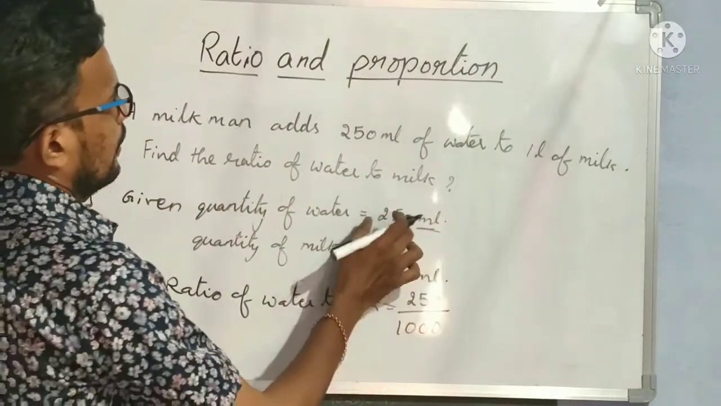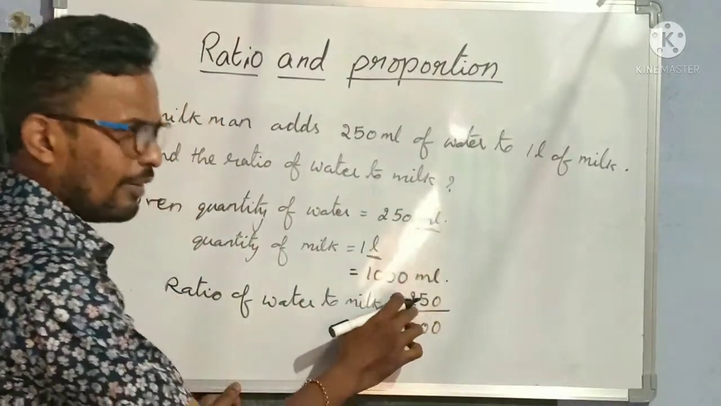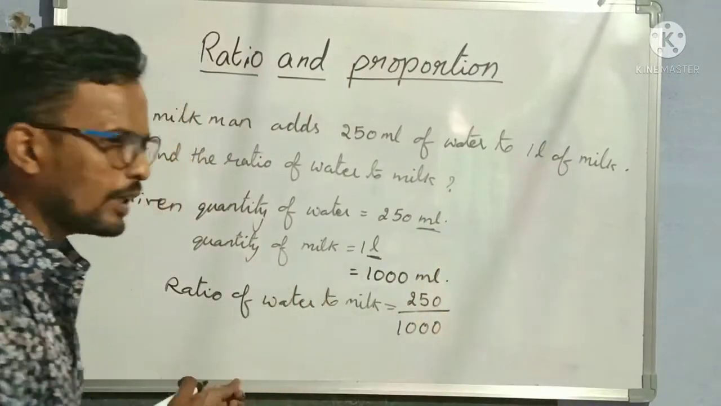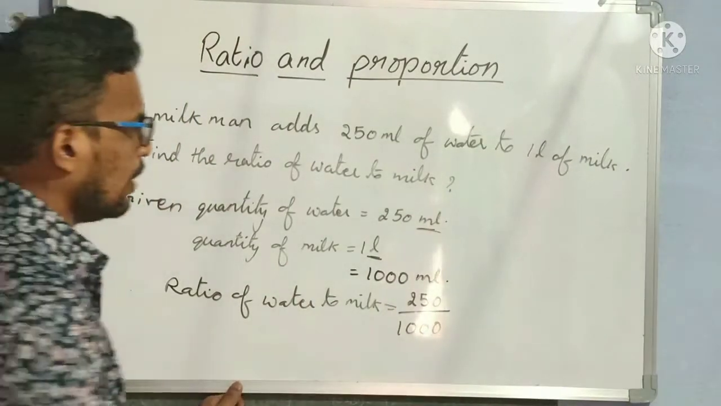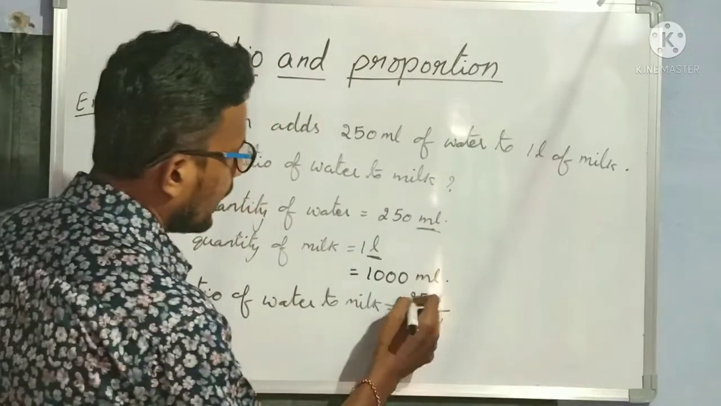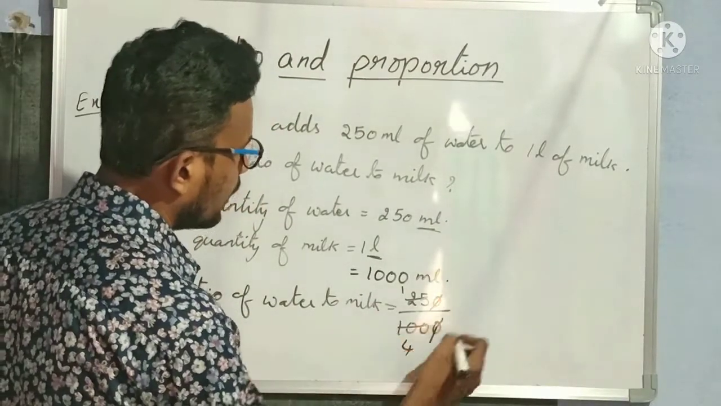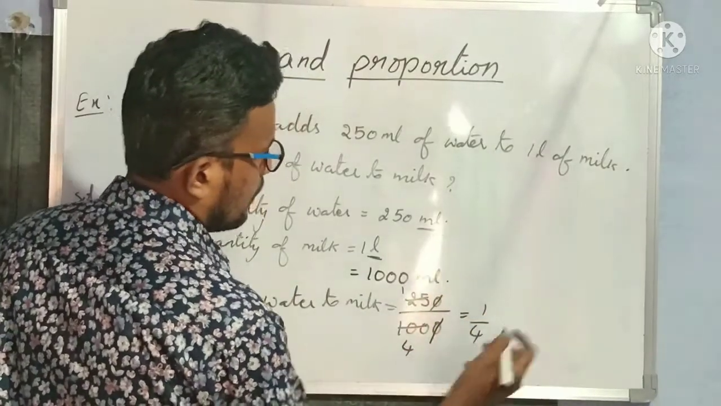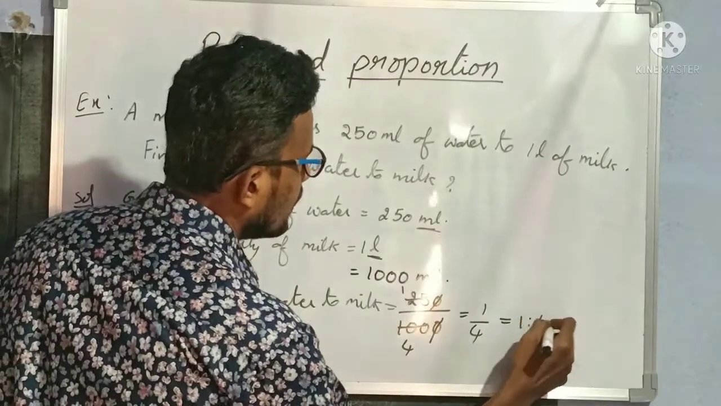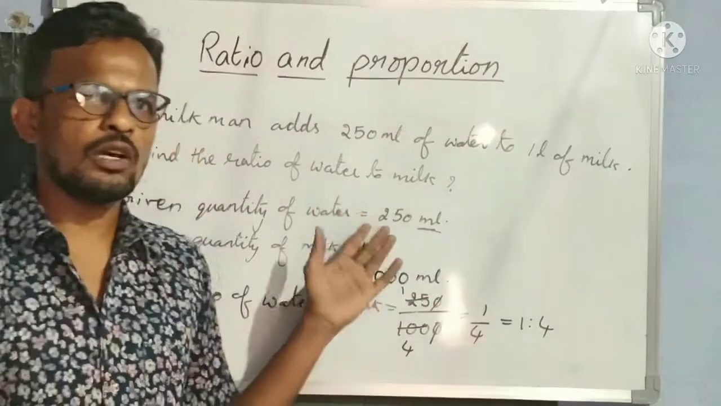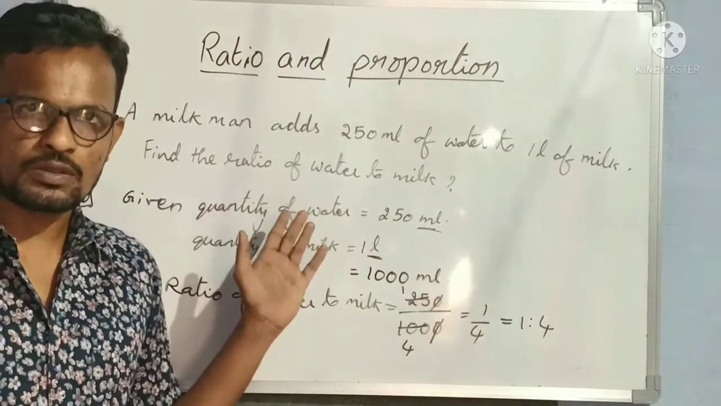So what is the quantity of water? 250, we have to write it in the numerator, by quantity of milk, what is it? 1000, we have to write it in the denominator. Now any cancellations? 0 0 gets cancelled. 25 tables, 25 ones 25, 25 fours 100, so 1 by 4. So what is the symbolic form of 1 by 4? It is 1:4. Understood? This is how we have to solve the problems in ratios.